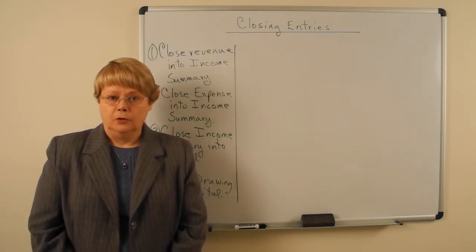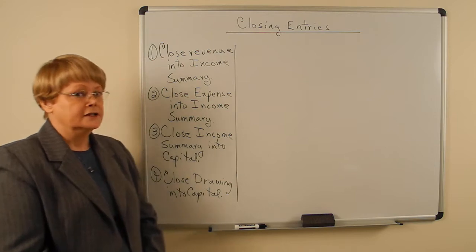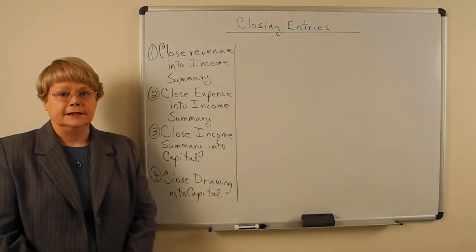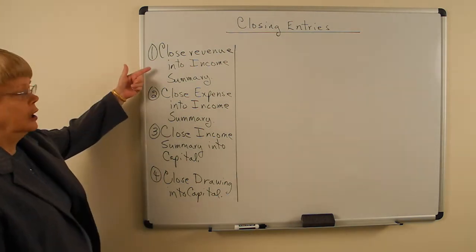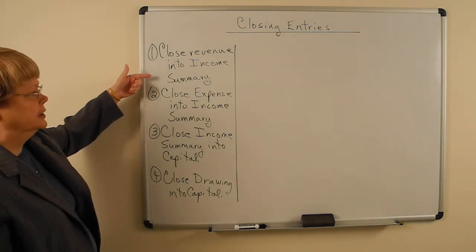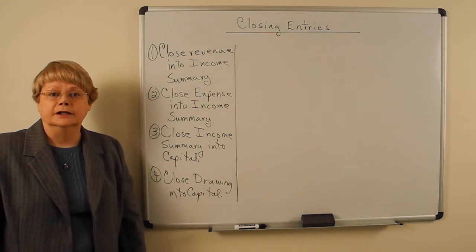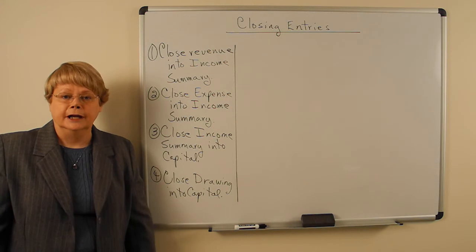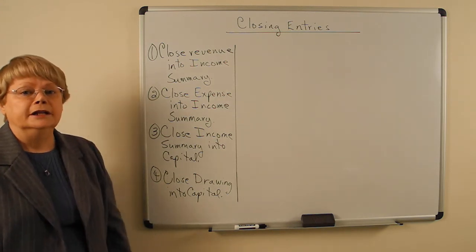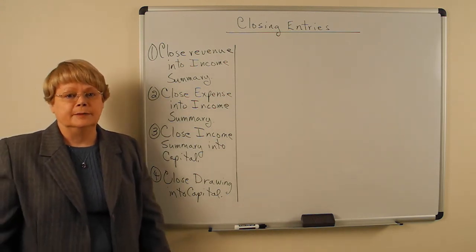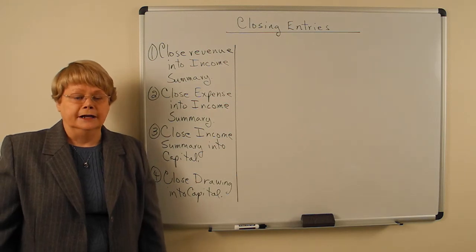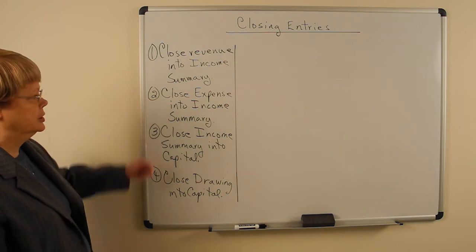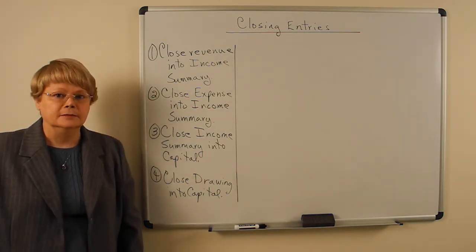There are 4 closing entries, and that's what you need to know. Try to remember that there are 4, so take them step by step. Step 1 would be to close all revenue accounts into another temporary account that we're going to call income summary. Income summary is only opened at the end of the accounting period and it is closed at the same time, but it does help us to accumulate revenue and expense so we can come up with our net income or net loss. The second step would be to close all expense accounts into income summary.